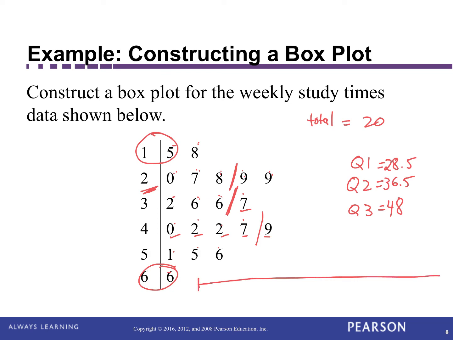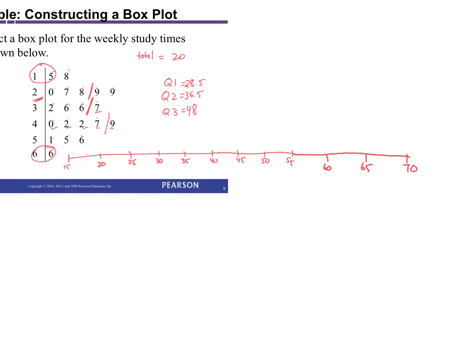So if this is 15, then I can go up by 5s. So here going by 5s, we're going from 15 to 70. So the smallest value is at 15. The largest value is at 66. Right about here. Then Q1 is at 28.5. So right halfway here. Q2 is at 36.5. And Q3 is at 48.